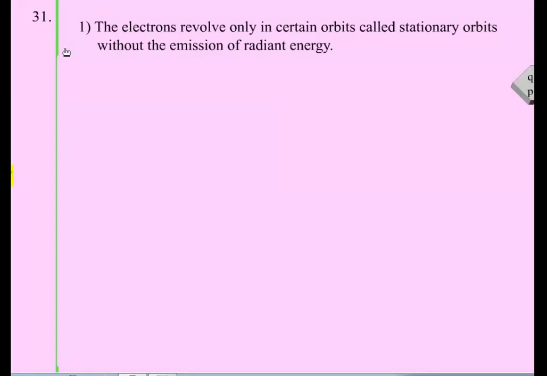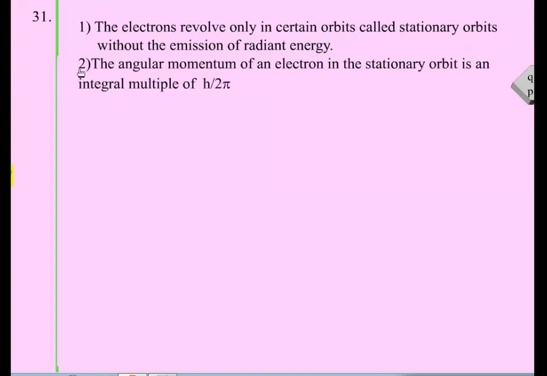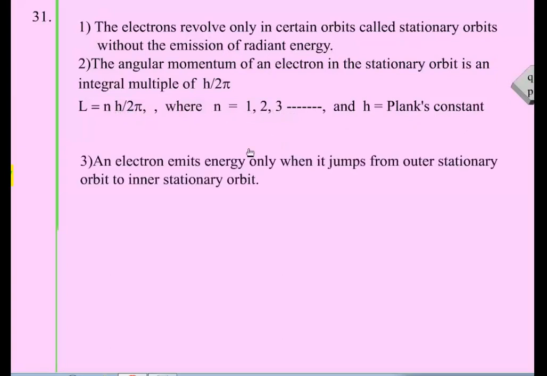Therefore, the first postulate: the electron revolves only in certain orbits called stationary orbits without the emission of radiant energy. Second one: the angular momentum of an electron in the stationary orbit is an integral multiple of h by 2 pi. The angular momentum L is equal to n into h by 2 pi, where n is 1, 2, 3, etc. Here, of course, h is Planck's constant.